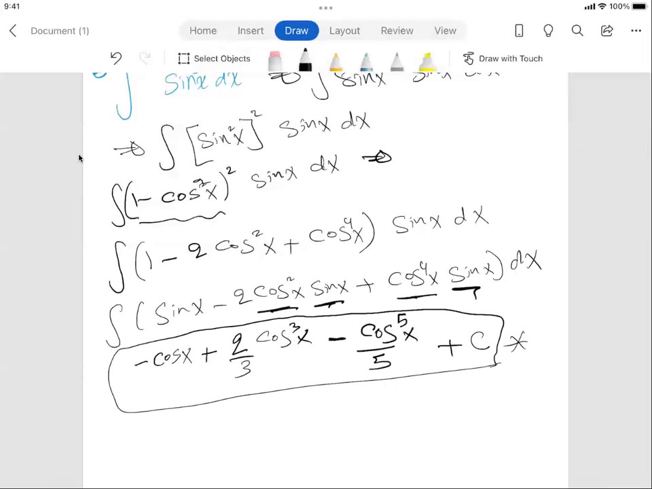I hope this is clear. As you can see, it's just a matter of modifying and using the right identity in order to get to the form that is convenient to integrate.